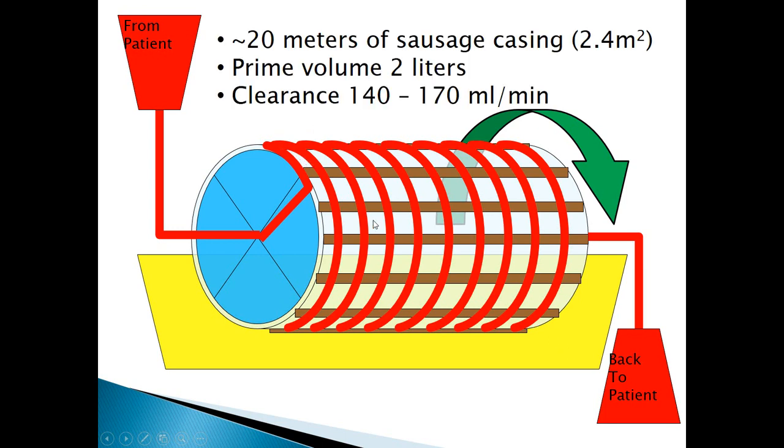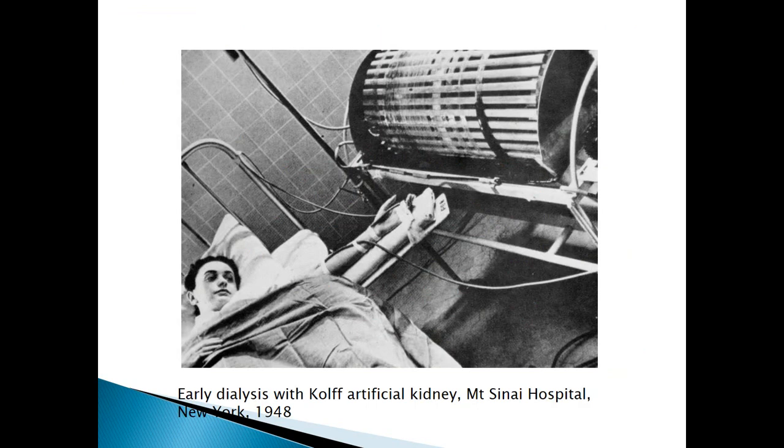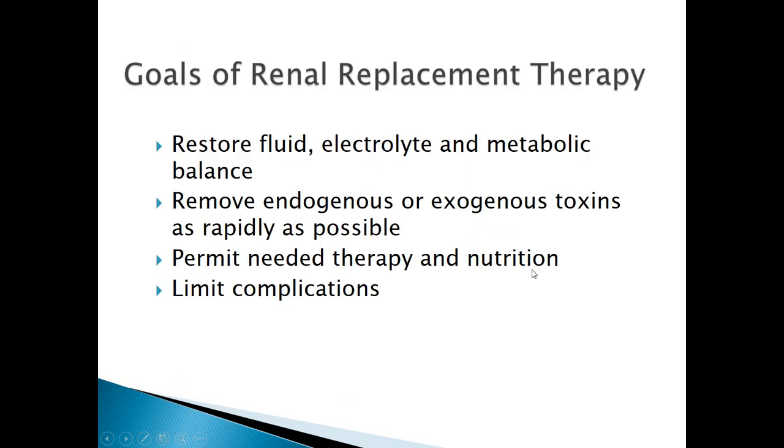And this was about 20 meters of sausage casing, which you needed about 2 liters to prime the entire system, which is a huge amount. I mean, you can imagine, an adult's blood volume is 5 liters. It's about half of an adult's blood volume. So the first 16 patients, of course, didn't make it. This was one of the first patients that underwent early dialysis. You can see here, this is the patient's cannulated. This is the drum over here, which is rotating.